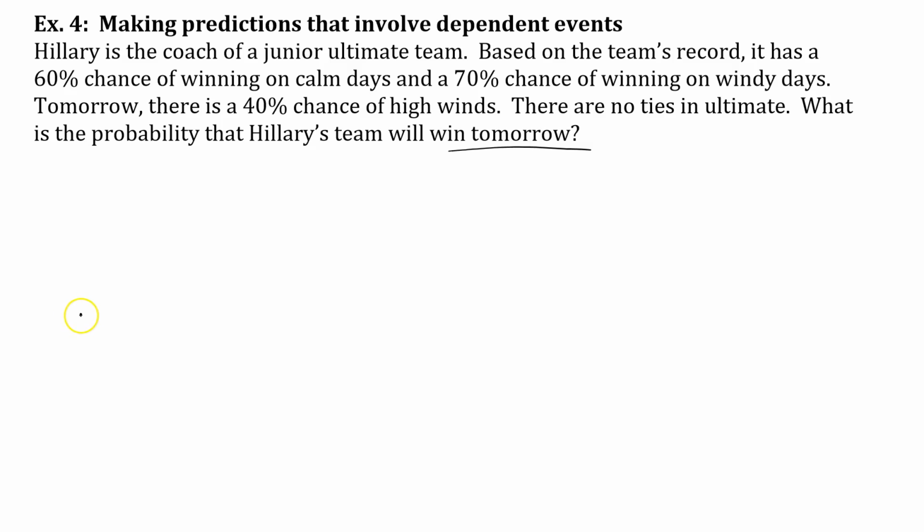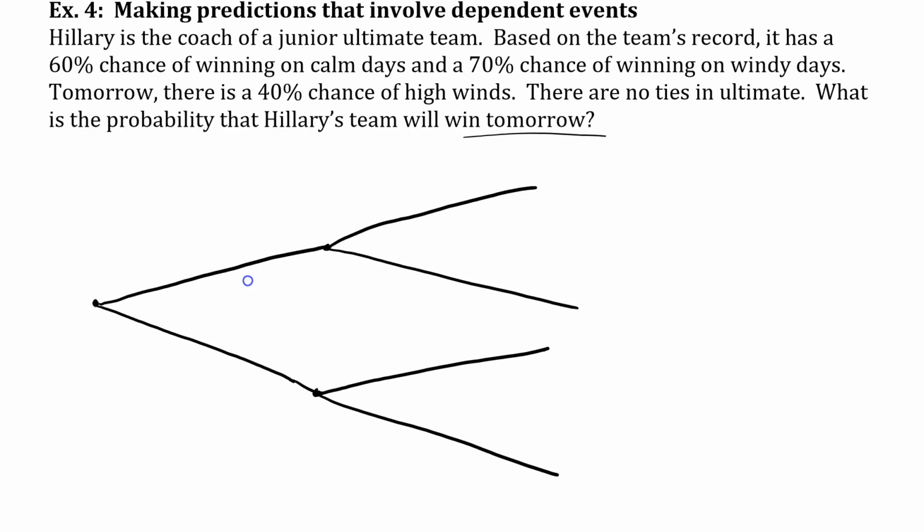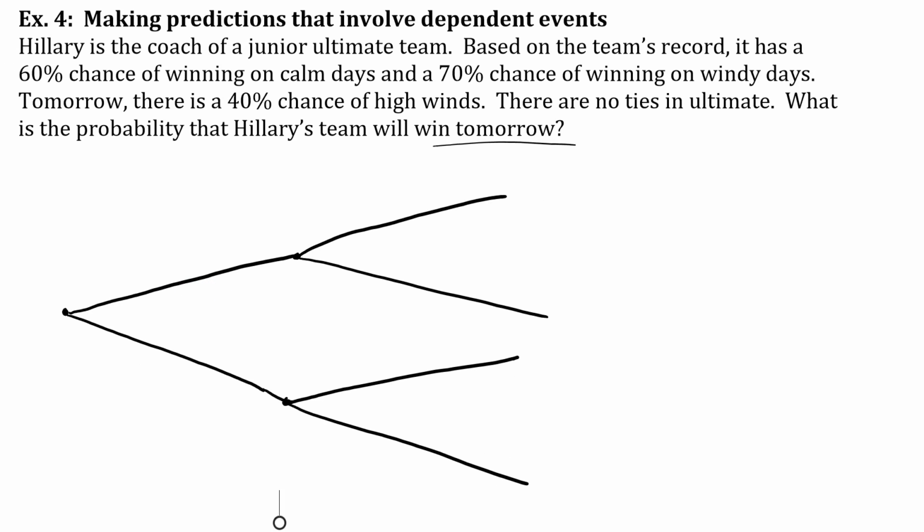So just to organize our thoughts, let's create a tree diagram. Okay, and this is easy. Either things are windy or not windy, you win or you don't win. So there are only 2 options for each. So let's first deal with the weather. Okay, that's from here to here.